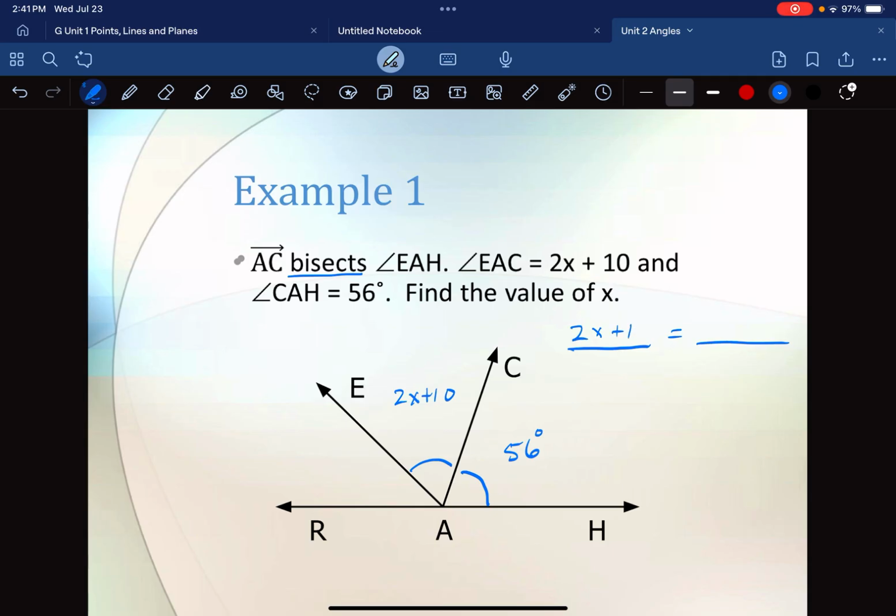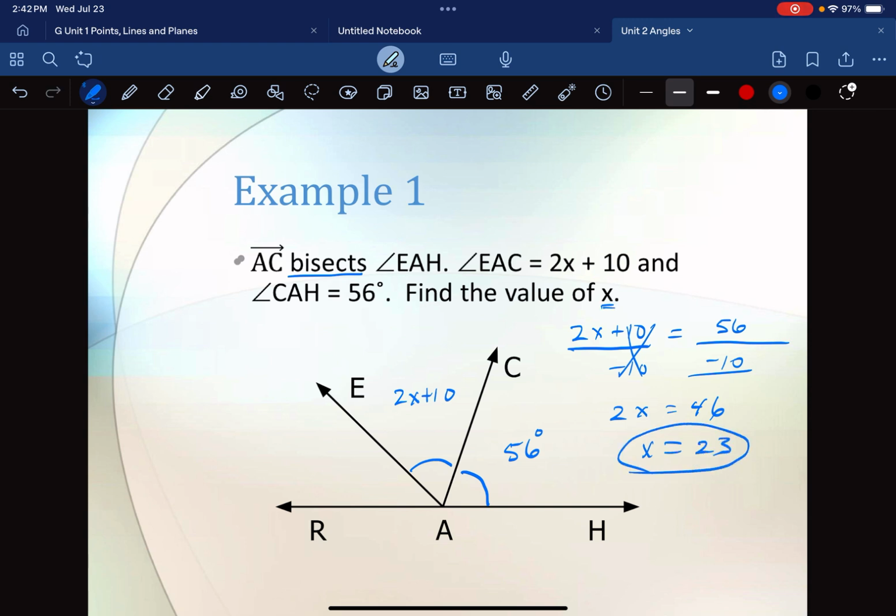So 2x plus 10 is going here. My 56 is going over here. I'm going to subtract the 10. It gives me 2x on the left. It gives me 46 on the right. Divide by 2. And I get 23 for the value of x.